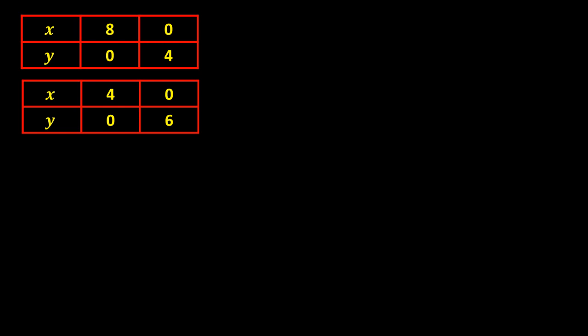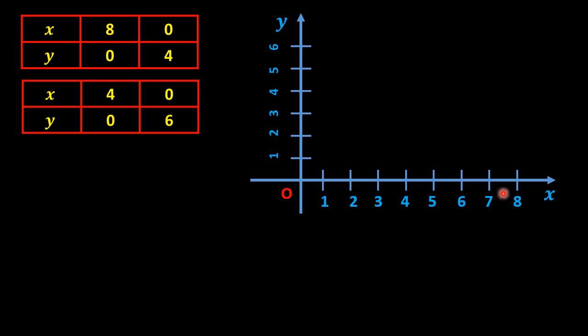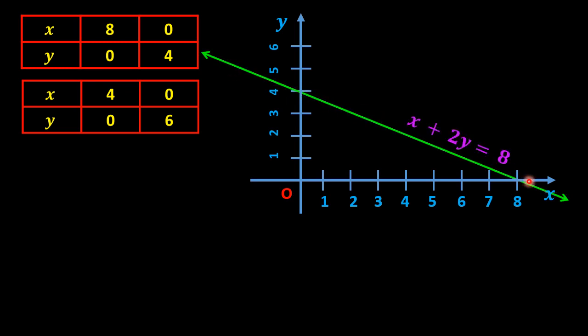Now we plot the two inequalities in the graph and we find the common solution region. So here in the graph, first we make our division. If you are using graph paper, then it will be easy for you. For the first linear inequality, the first point is 8, 0, so 8, 0 is here, and the second point is 0, 4, so 0, 4 is here. So we draw a line passing through 8, 0 and 0, 4. So this is the first line, which represents x plus 2y equals 8.